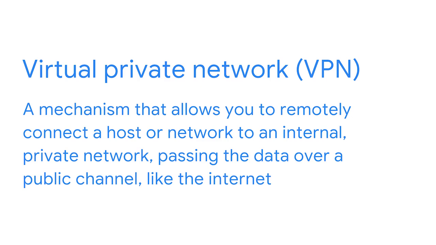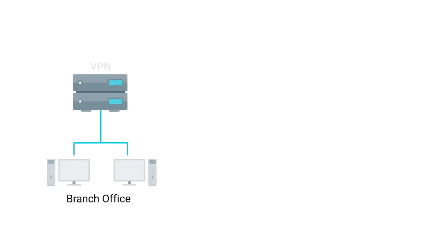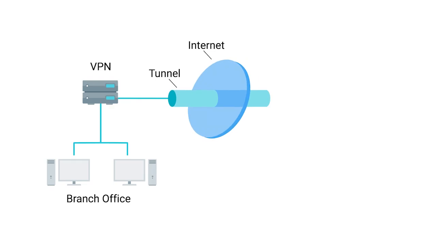We use a VPN, or Virtual Private Network solution. A VPN is a mechanism that allows you to remotely connect a host or network to an internal private network, passing the data over a public channel, like the internet. You can think of this as a sort of encrypted tunnel where all of our remote systems' network traffic would flow, transparently channeling our packets via the tunnel through the remote private network.